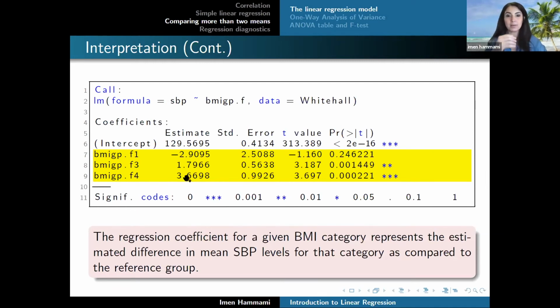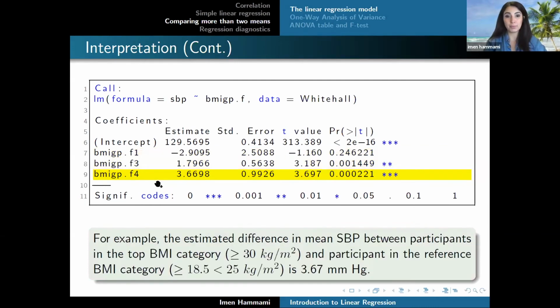So if I look at, for example, group number 4 here, the 3.7, say I'm rounding, the 3.7 millimeter of mercury is the difference in blood pressure between group 4 and the reference group. The reference group is the normal range people. Okay, so there's a 4 millimeter of mercury difference between the top group and the reference group. This is how I always interpret my output when I have a categorical variable. It's always a difference between one group and the other.